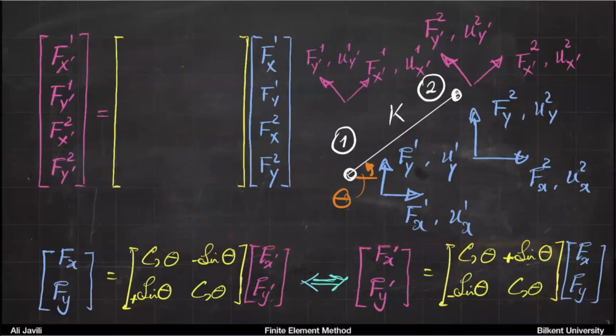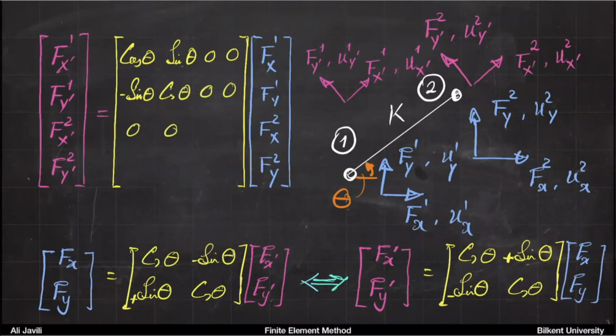And that's what I'm going to do now. So what you want to do is this: cosine theta, sine theta, 0, 0, minus sine theta, cosine theta, 0, 0, and then you have here 0, 0, 0, 0, cosine theta, sine theta, minus sine theta, and cosine theta.